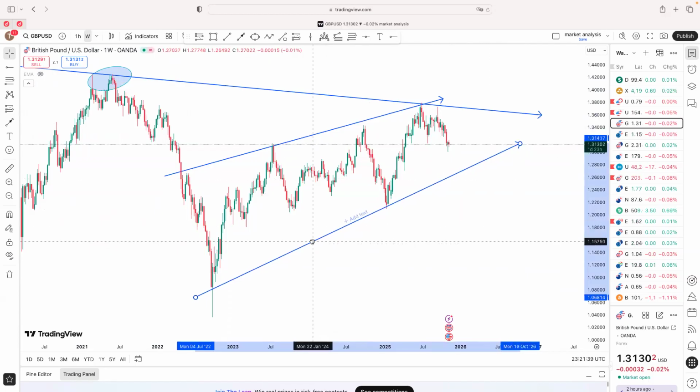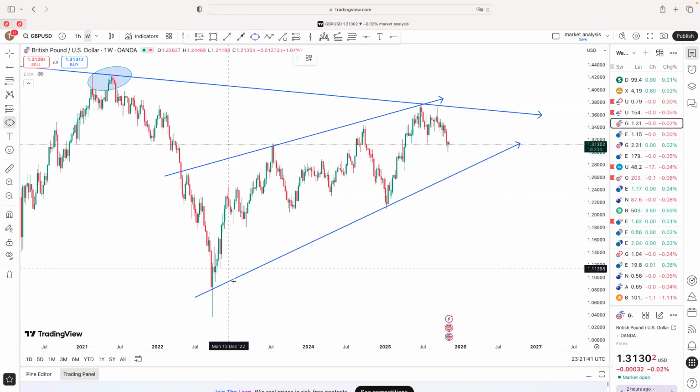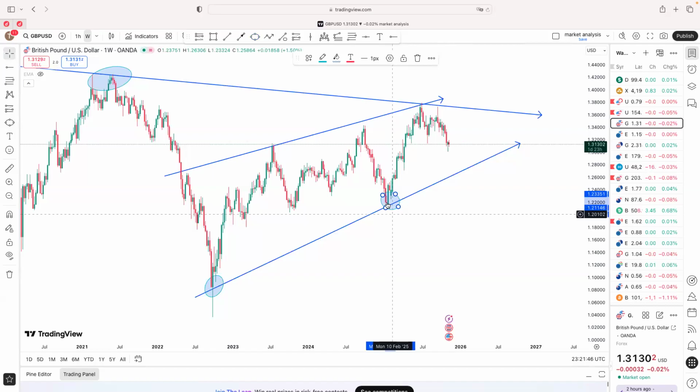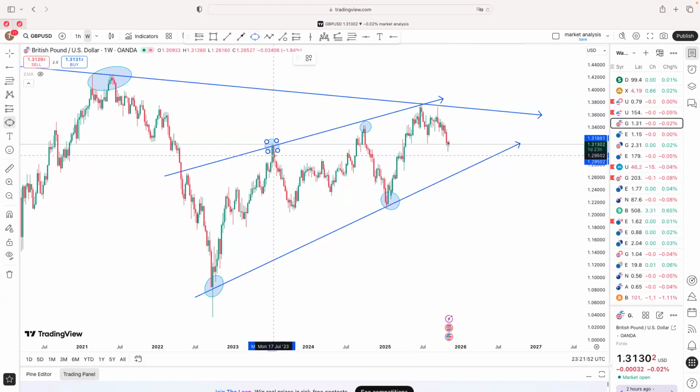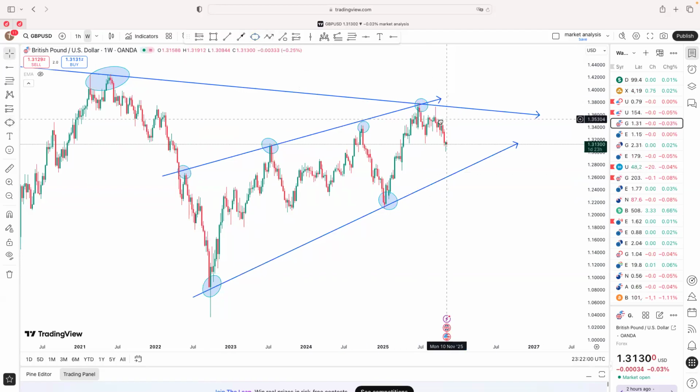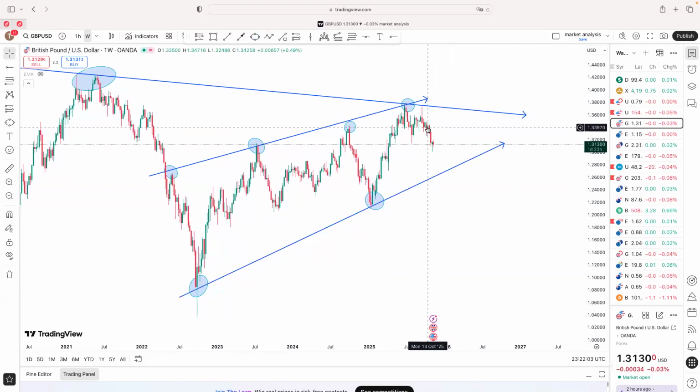Right? So this is an uptrend. We've had the first touch right here. We've had the second touch right here. Right? At the top, we've had the first touch, second touch, and then third touch from this area. And then this is the fourth touch. Reversing at the top, right?